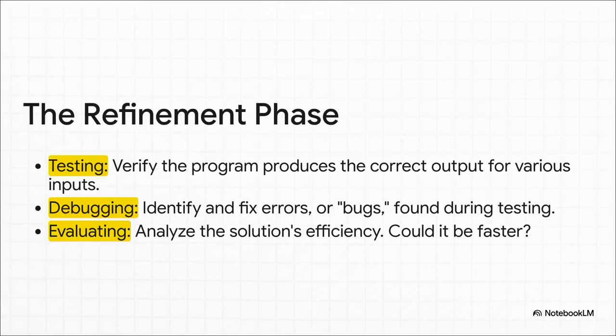We have to test our code with every weird scenario we can dream up. What if the list is empty? What if it's full of negative numbers? We hunt down those bugs and squash them. And then we step back and ask the big question. Is this solution just correct, or is it good? Could it be faster? Could it use less memory?